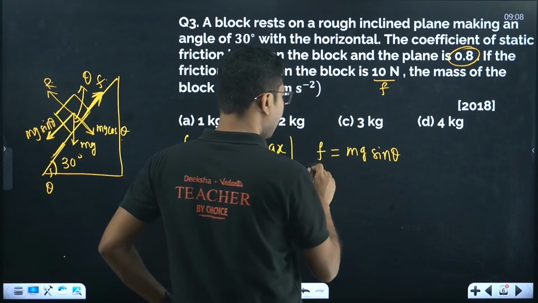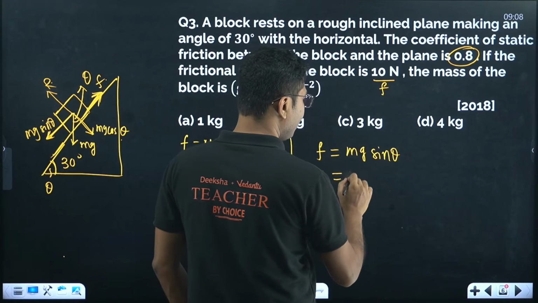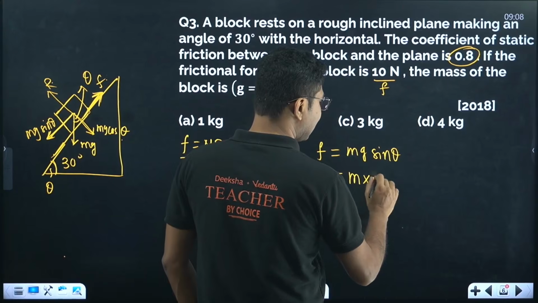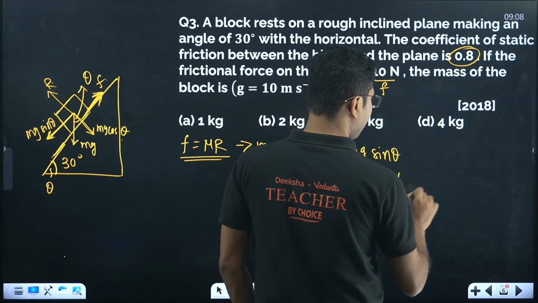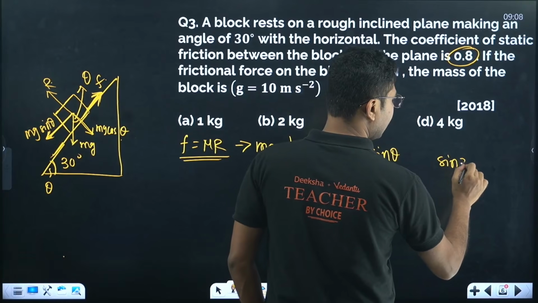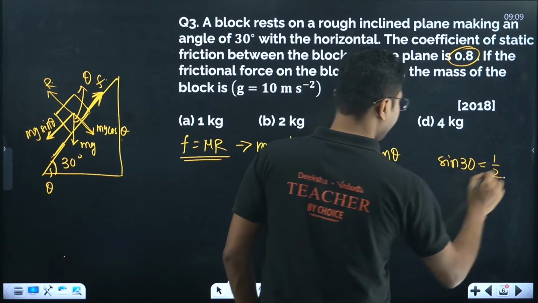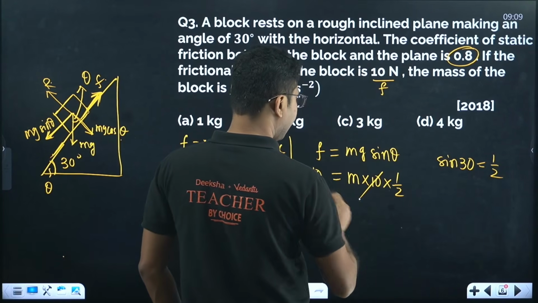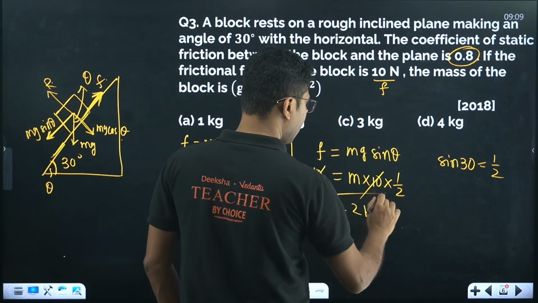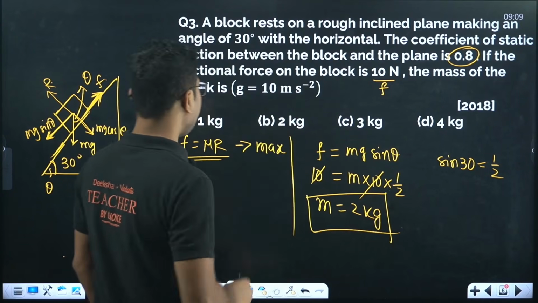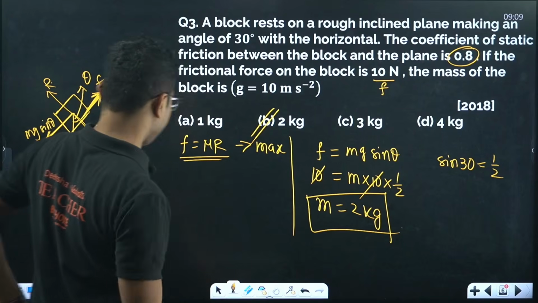So just compare that. So F is 10 Newton, m we do not know, g is 10, sin theta here is sin 30, sin 30 is half. Okay, sin 30 is equal to half, right? Just calculate, 10 cancel, so m equals 2 kg. Okay, cross multiply, m equals 2 kg. So the correct answer is 2 kg.